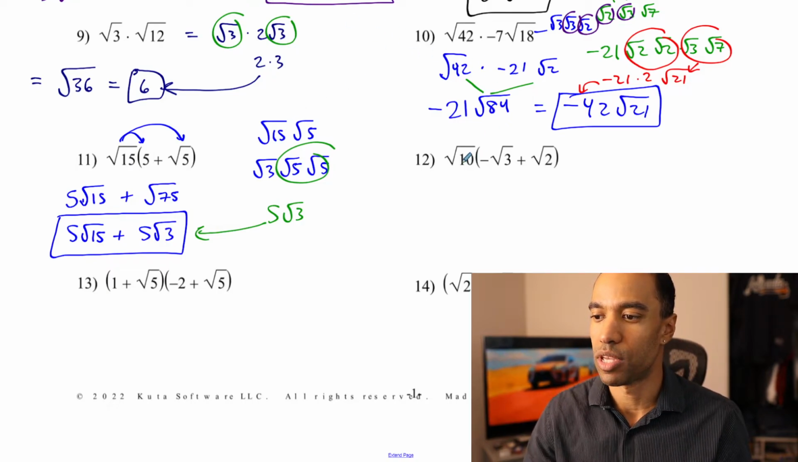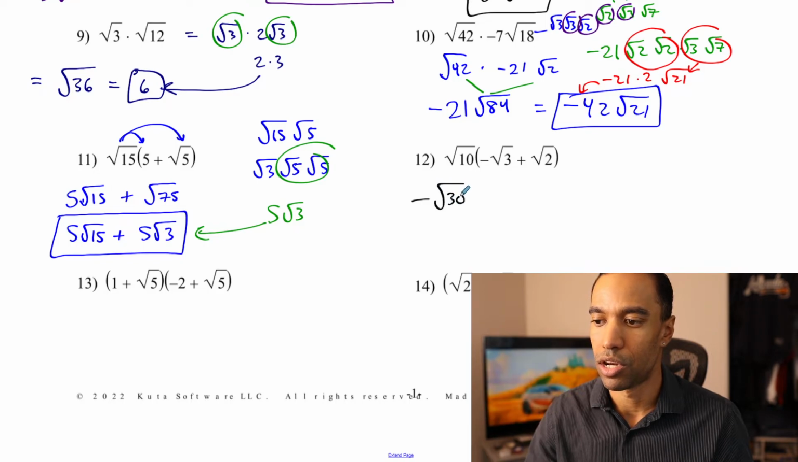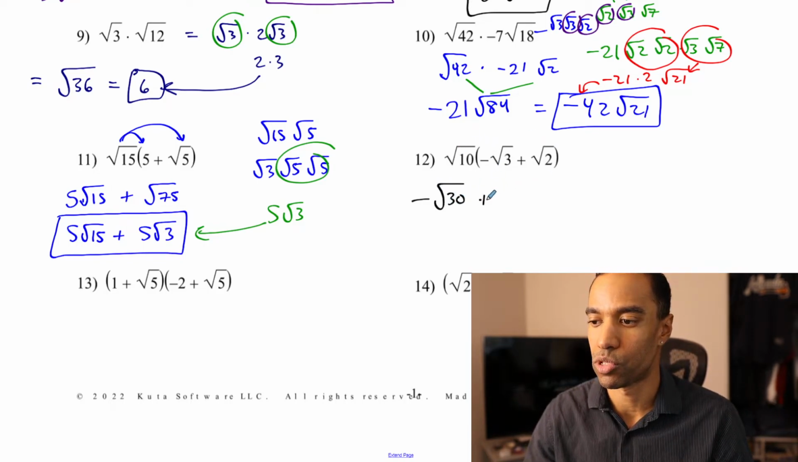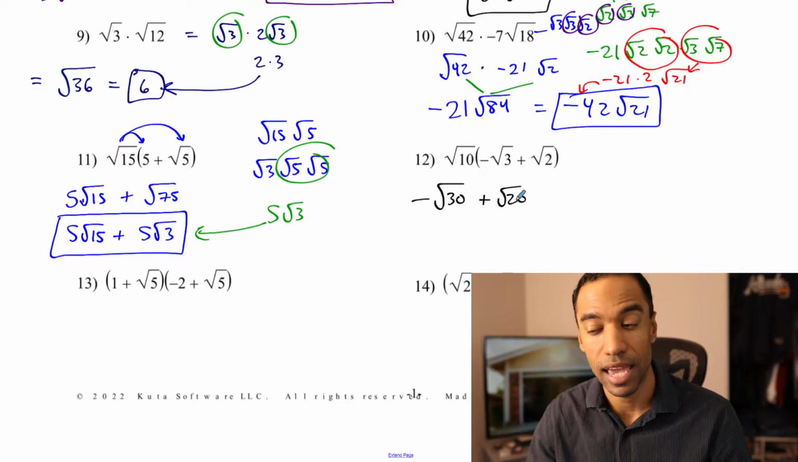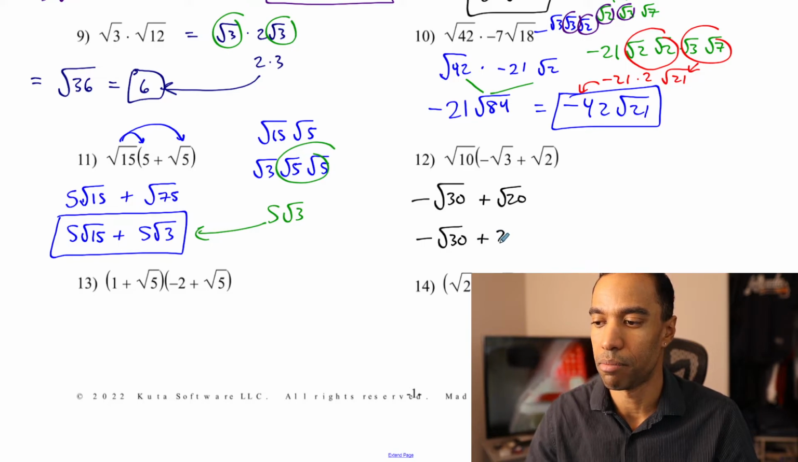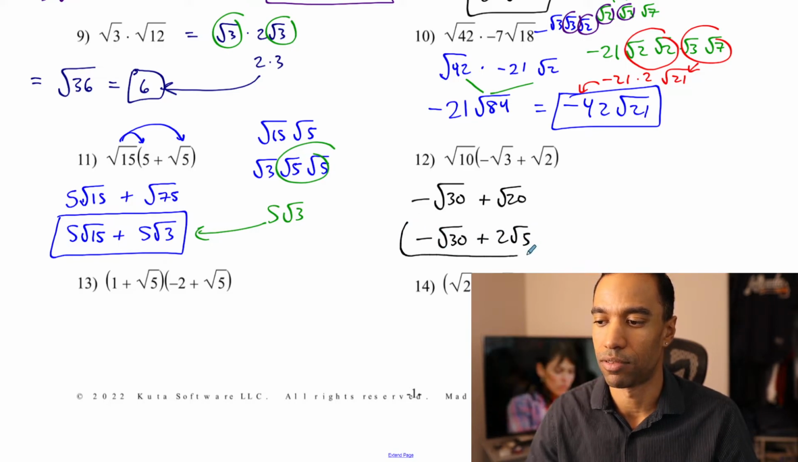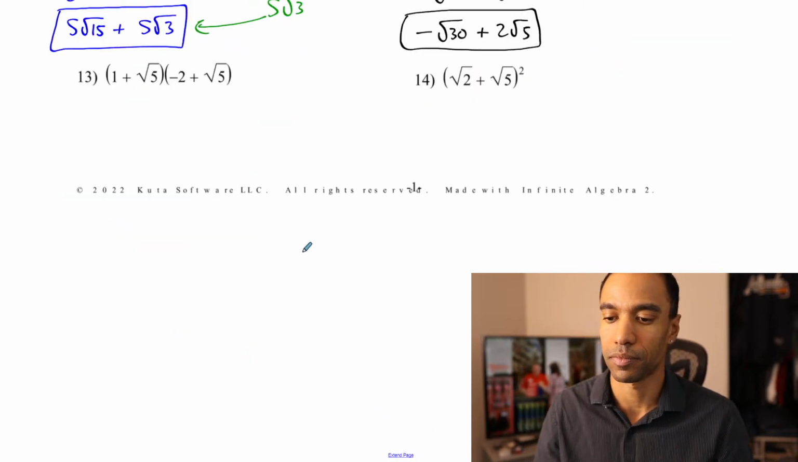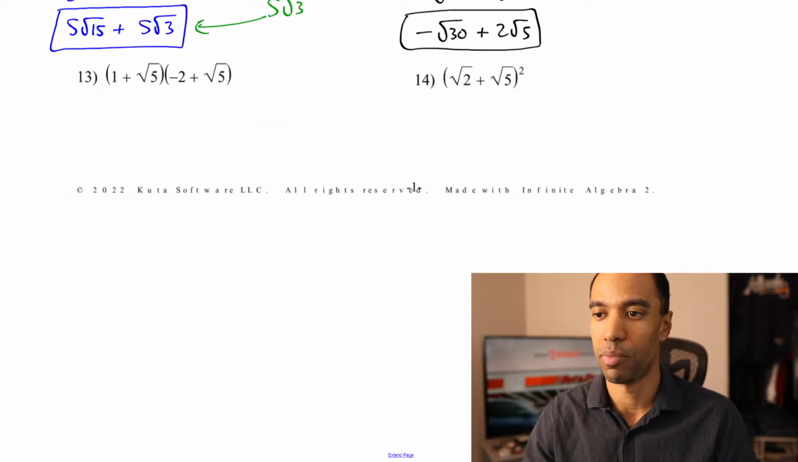All right, number 12, same thing as before. 10 times negative root 3 would be negative root 30. No perfect square factors inside. It can't simplify. Root 10 times root 2 is root 20. That can simplify to 2 root 5. So this becomes negative root 30 plus 2 root 5. I'm done. Again, nothing can combine there. And I move on.